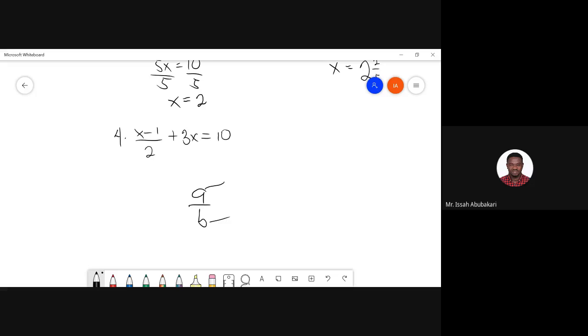So you realize that this one is a fraction, and that is the only one that is a fraction. It means x minus 1 is the numerator and 2 is the denominator. Is that okay? So what is the denominator in the question? 2. Okay, 2. Now that we know our denominator is 2, what would be the LCM?